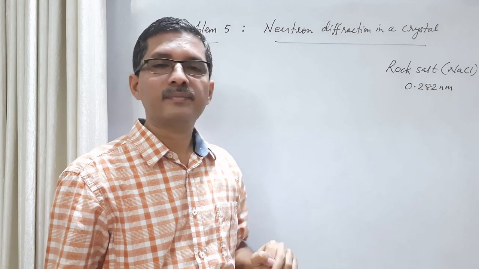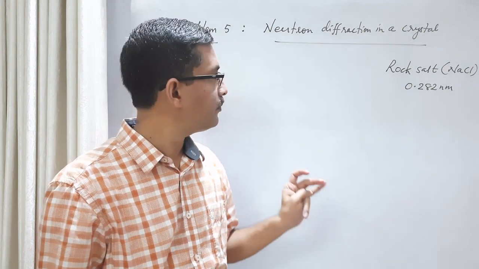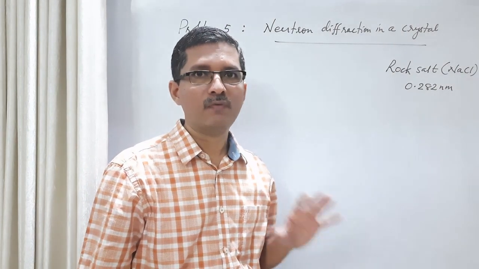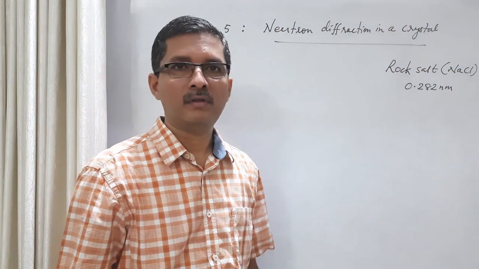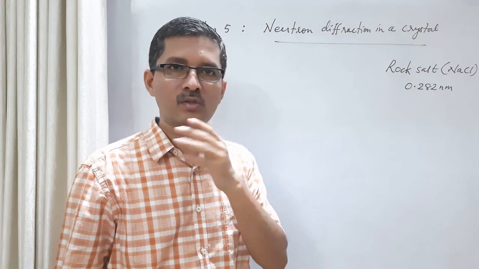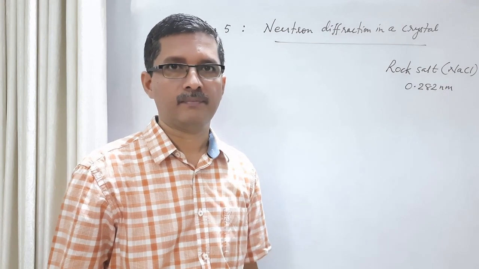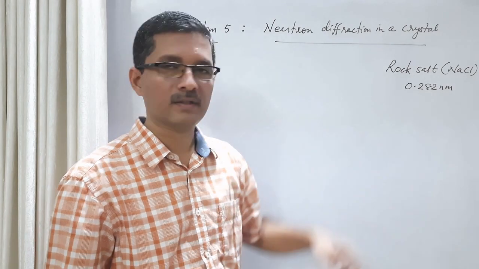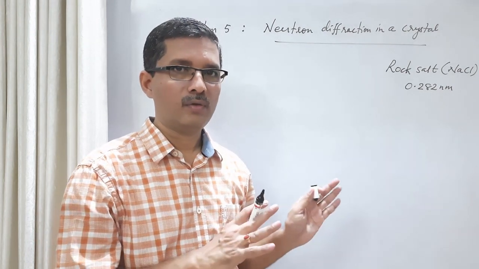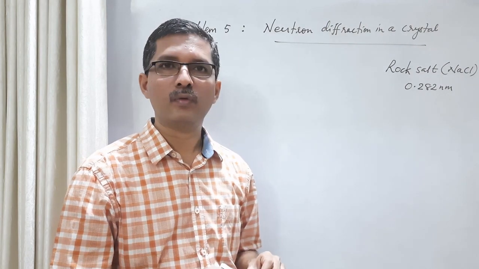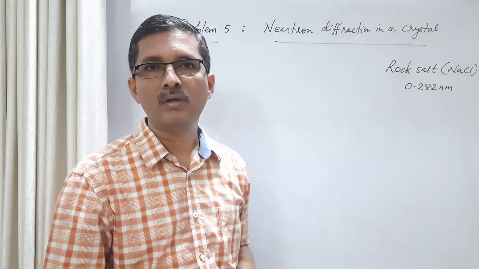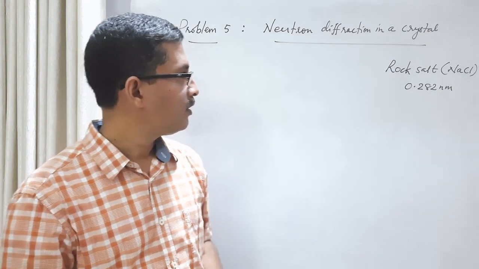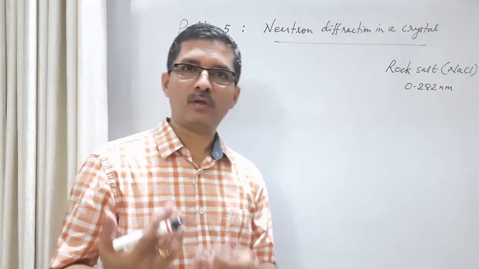Let us try to calculate this. Suppose we have a neutron beam whose wavelength is equal to this interatomic distance, then naturally it can undergo diffraction in that crystal. So let us calculate the kinetic energy of a neutron beam having this much wavelength. We want a beam of neutrons having de Broglie wavelength equal to this interatomic distance in sodium chloride. What should be the kinetic energy of that neutron beam? The de Broglie wavelength is given and we want to calculate the kinetic energy.